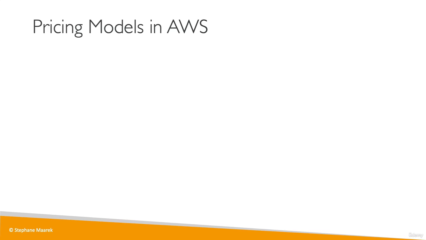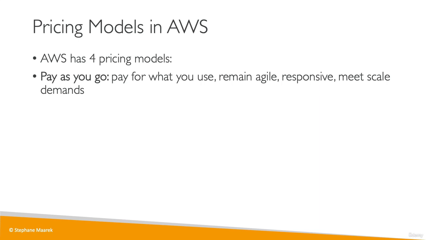So now let's talk pricing models in AWS. AWS has 4 different pricing models. There is pay-as-you-go, where you pay for what you use. You remain agile because you can start and stop and delete resources whenever you want. Responsive, and you can scale to meet demands as demand happens.